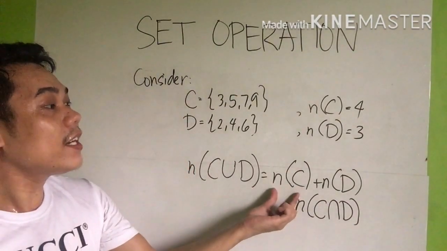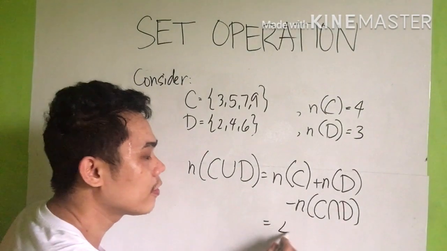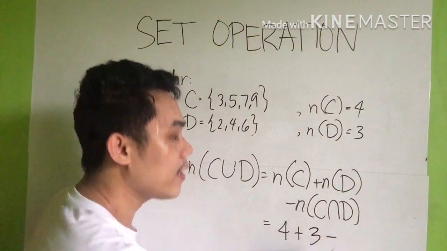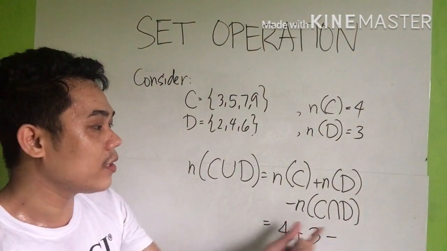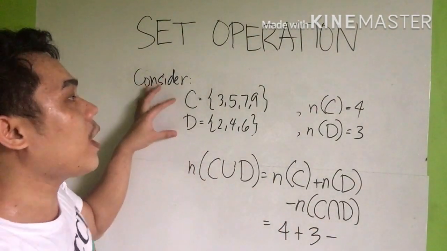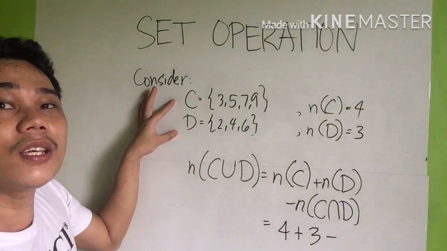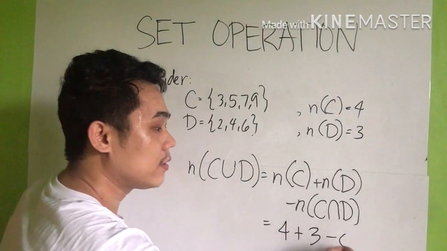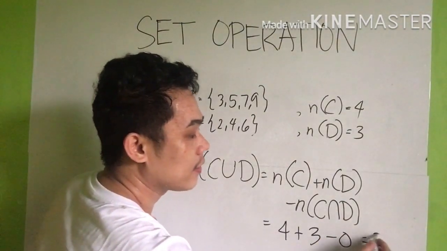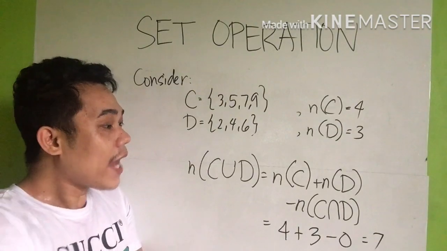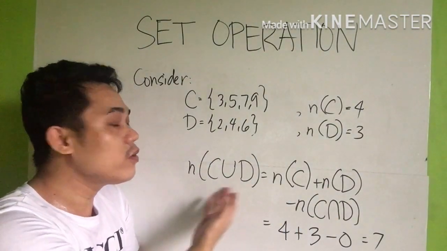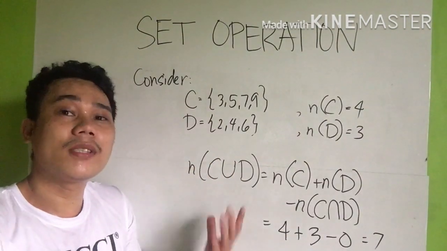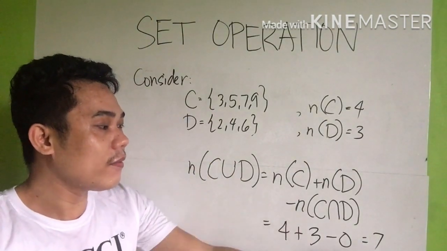The cardinality of C is 4. The cardinality of D is 3. Then you subtract the cardinality of C intersection D. Take note, C intersection D has nothing in common, so that means it is empty. What is the cardinality of the empty set? That is 0. And we get 7. So even if we do not know what C union D looks like, we can find its cardinality by using PIE, and we obtain in fact 7.